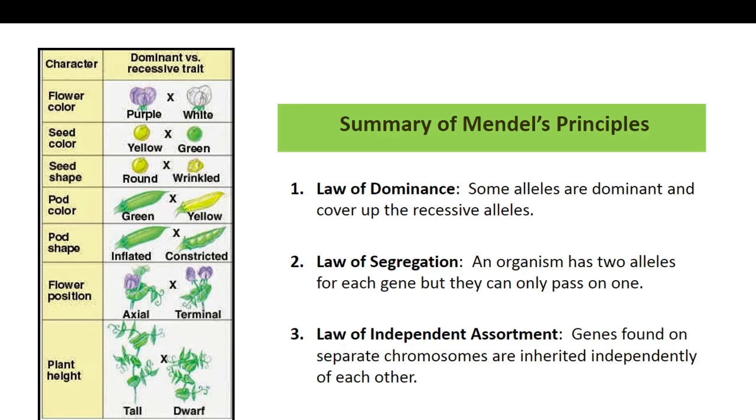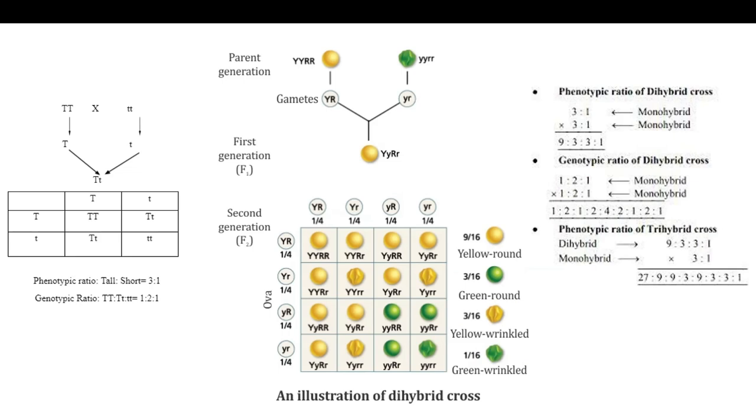Now let us look more into the law of independent assortment. This is a typical monohybrid cross, monohybrid because only a single phenotype is involved here. That is, this single gene codes for the height of the pea plant.